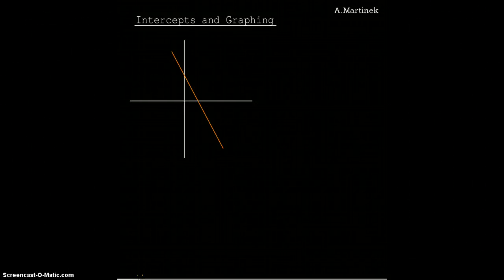This video is about graphing linear equations using the intercepts. Remember, in the last video we graphed equations by plotting points. We're going to do a similar thing, but the points we're going to look at are called intercepts.